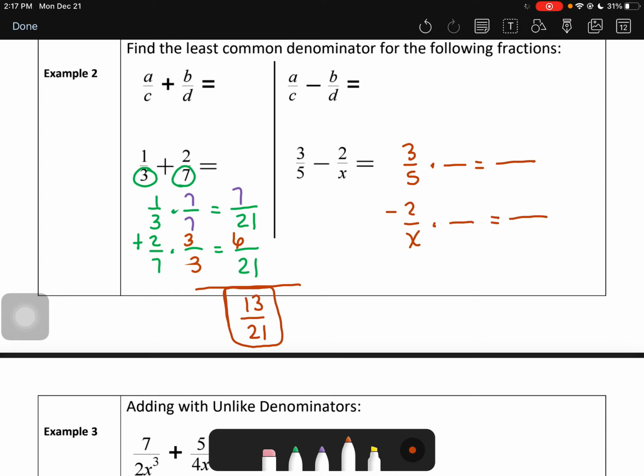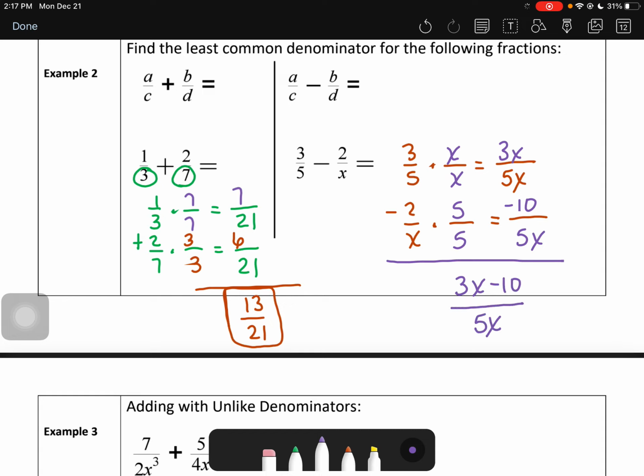Our common denominator would be multiplying the two together, so it would be 5x. So what number times 5 would be 5x? That would be x, so we'd have 3x. What number times x would be 5x? That would be 5. So when we are going to subtract these, we would take 3x minus 10 over our denominator of 5x, and 3x minus 10 cannot be factored, so that would be our final answer.